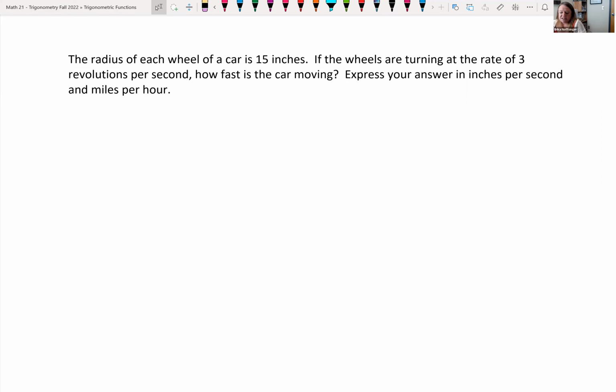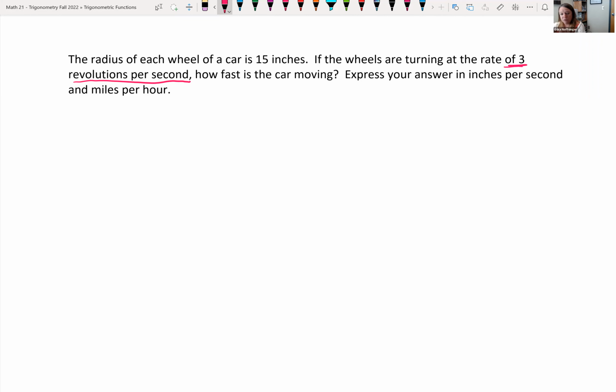So the next example says the radius of each wheel of a car is 15 inches. If the wheels are turning at a rate of 3 revolutions per second, how fast is the car moving? Express your answer in inches per second and miles per hour. Okay, so we are given how fast that angle is moving. That angle of the rotation in the wheel is 3 revolutions per second.